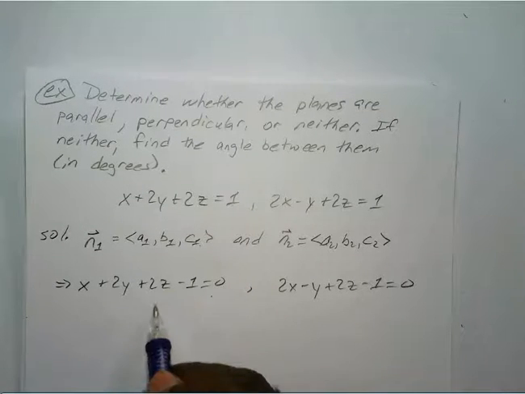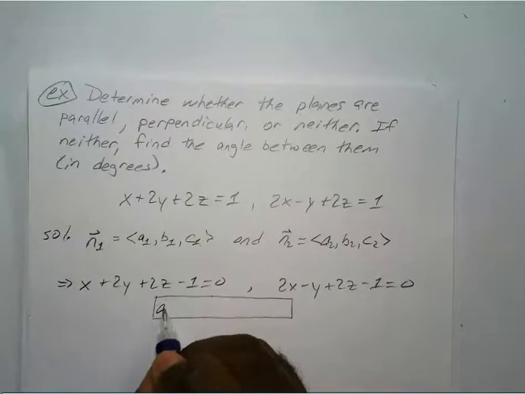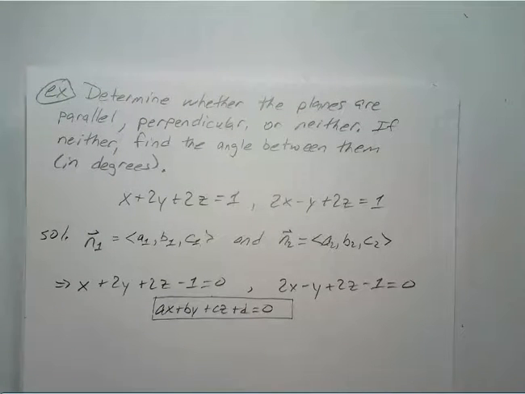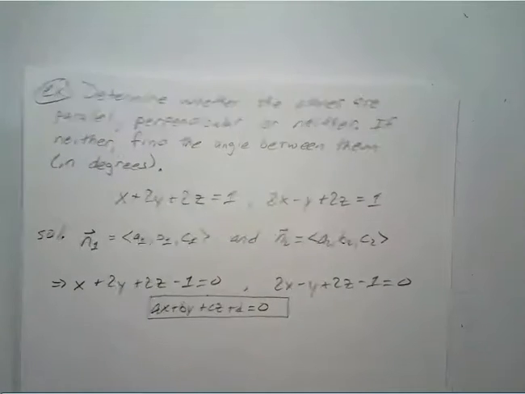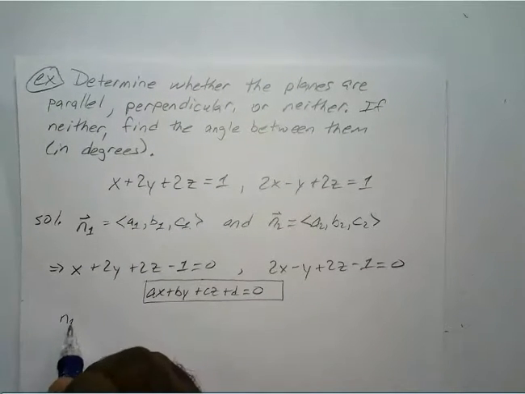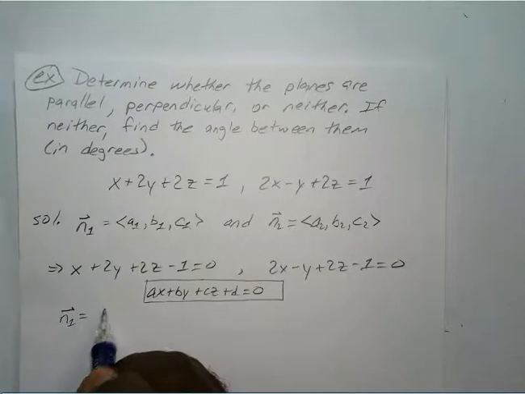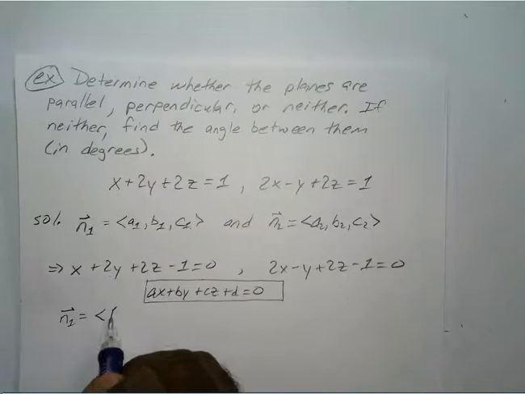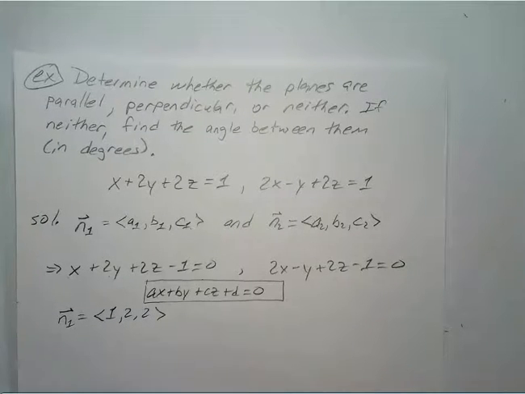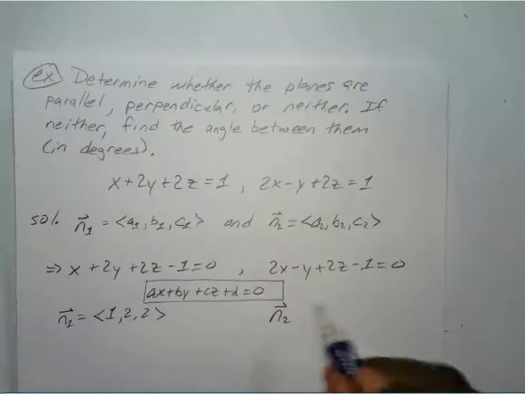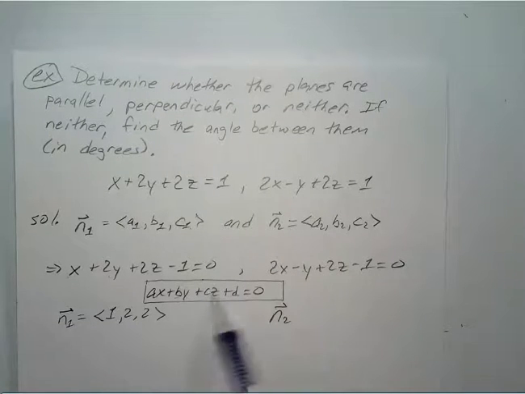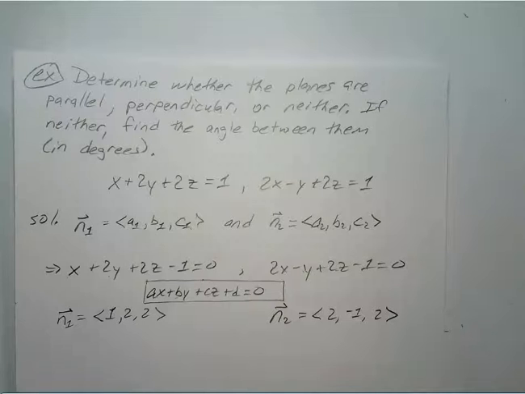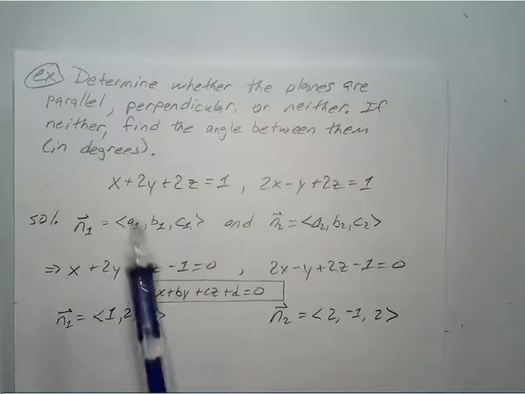These are both in the form, and I'll put it in the little parentheses underneath it, ax plus by plus cz plus d equals 0. Okay, so that means for our first equation, our first normal vector is a equals 1, b equals 2, c equals 2. So we have 1, 2, 2. And for our second normal vector, again, a equals 2, b equals negative 1, c equals 2. So we have 2, negative 1, and 2. We were able to figure out our normal vectors just from the equations.